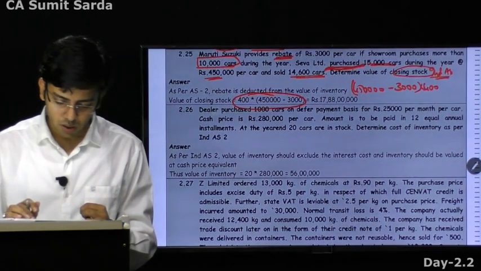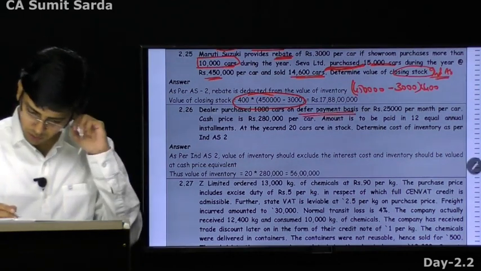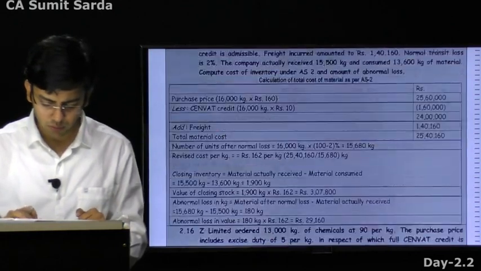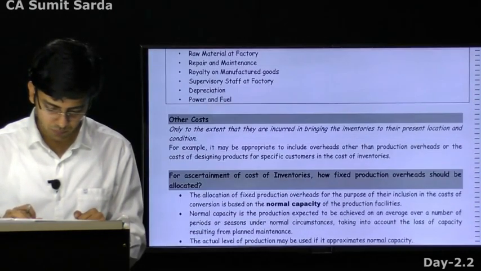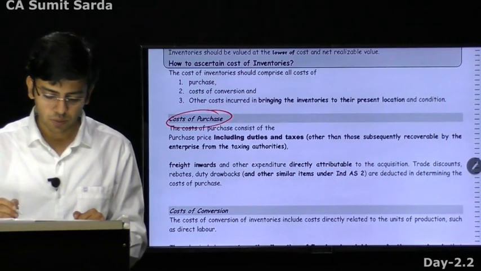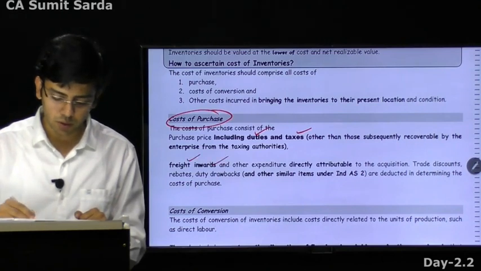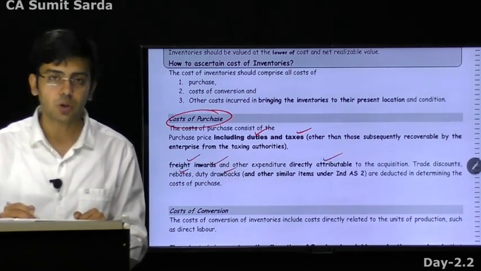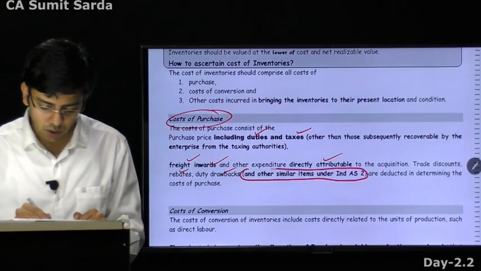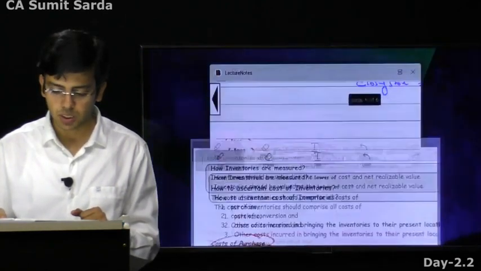Okay. Let's move ahead. Dealer purchased 1,000 cars on deferred payment basis. Now we need to discuss what the Indian Accounting Standard has to say, which is different from AS. If you look at the cost of purchase in your notes, which we have discussed, it includes duties, taxes, other recoverable costs are deducted, freight inward, directly attributable cost, trade discount is deducted, rebate, duty drawback is deducted. There is something written as "and other similar items" under Ind AS 2. Now what do you mean by other similar items and how does it affect the presentation of AS compared to Ind AS?